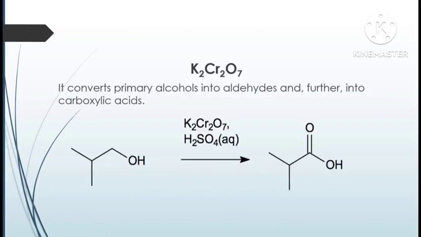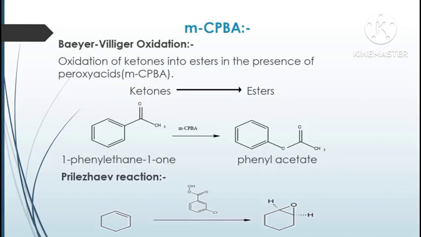Next is potassium dichromate, that is K2Cr2O7. This is a powerful oxidizing agent, especially in an acidic medium. This chemical compound is commonly used to oxidize alcohols. So this equation also explains the oxidation of primary alcohols into carboxylic acids by using K2Cr2O7.